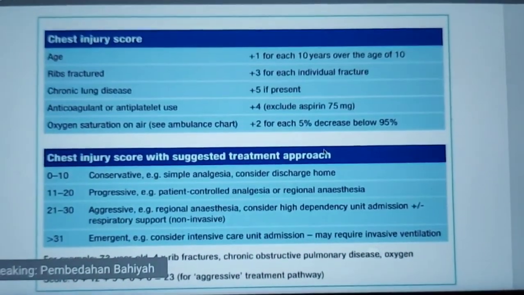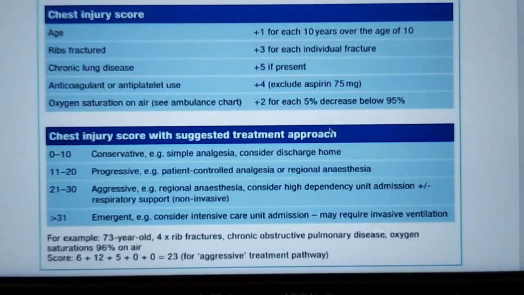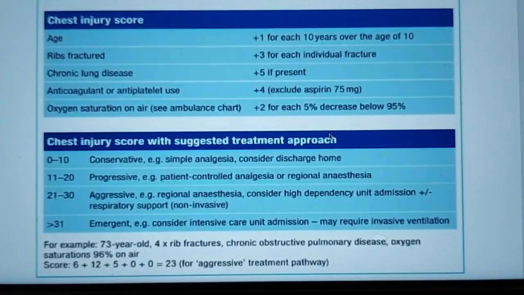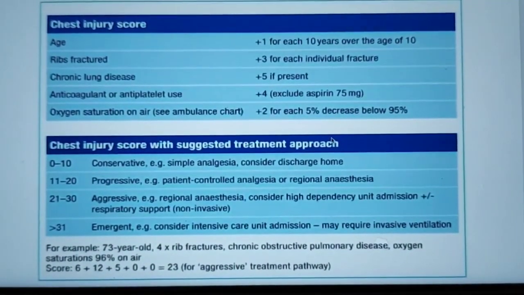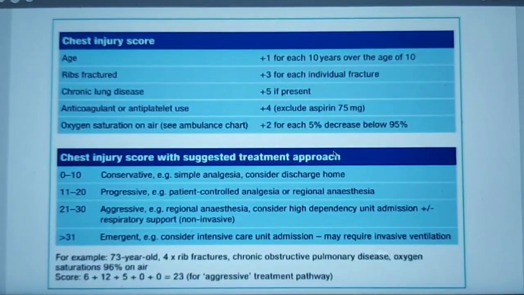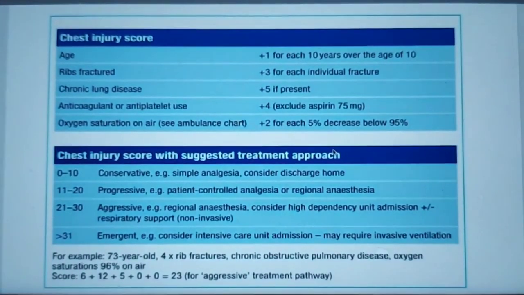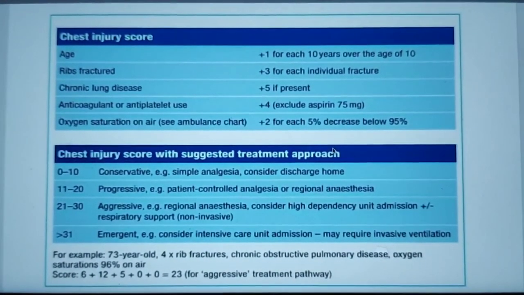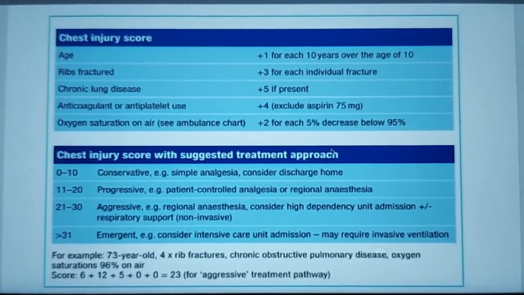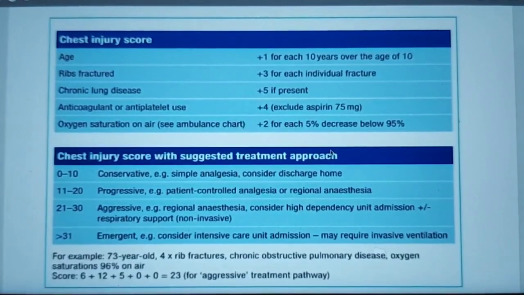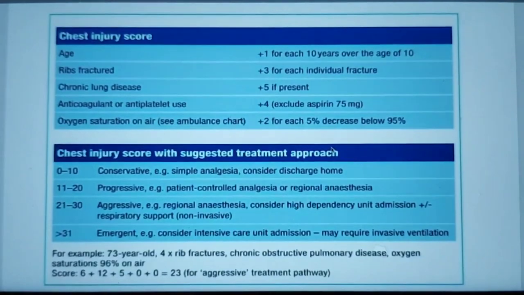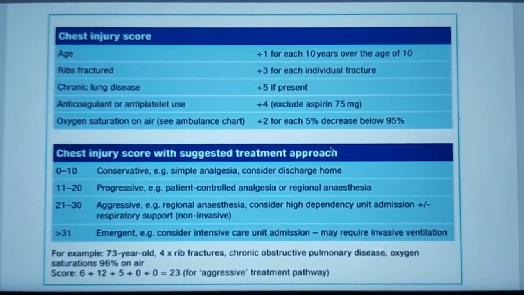Okay, this is the chest injury score, but we do not depend on this, just use it as a guideline. For example, this patient is 73 years old with 4 rib fractures, has chronic obstructive pulmonary disease, but oxygen saturation is good, 96% under room air. So this is the scoring to use for suggested treatment approach.